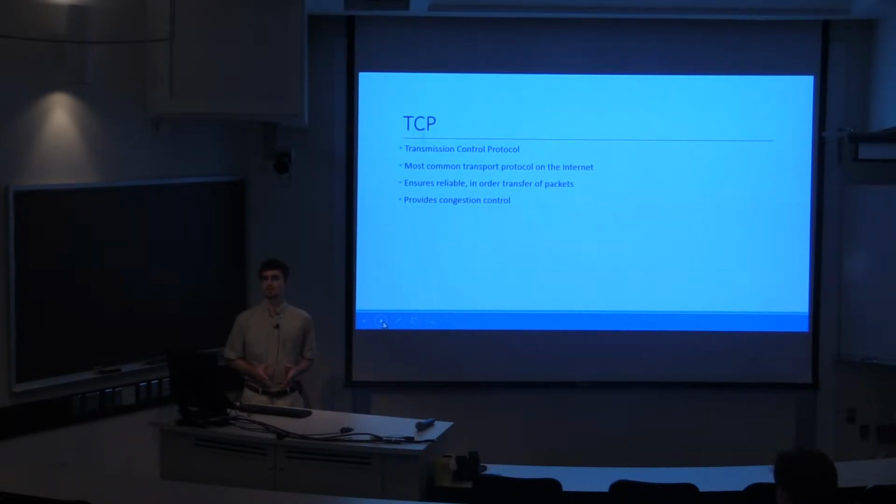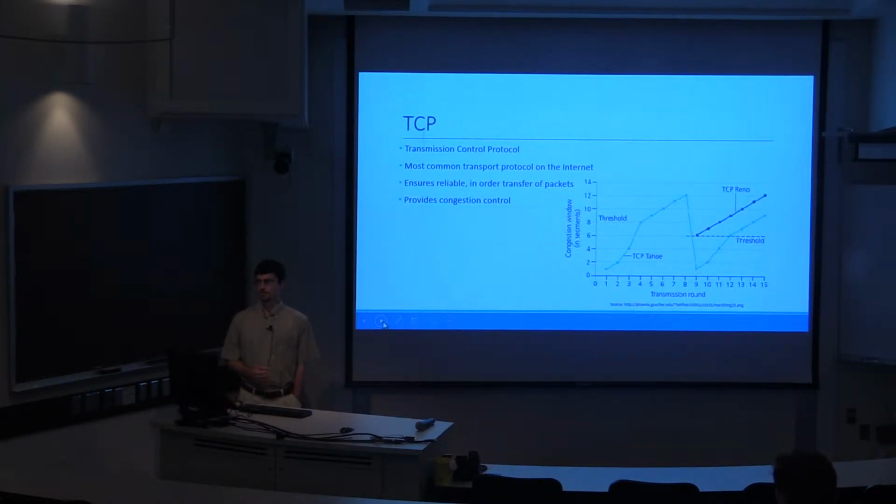So if a lot of people are sharing a link, it's possible that they're trying to send more data than the link can support at any given time. So TCP attempts to detect this and slow down the rate at which it's sending information to ease the congestion and ease up the bottleneck.